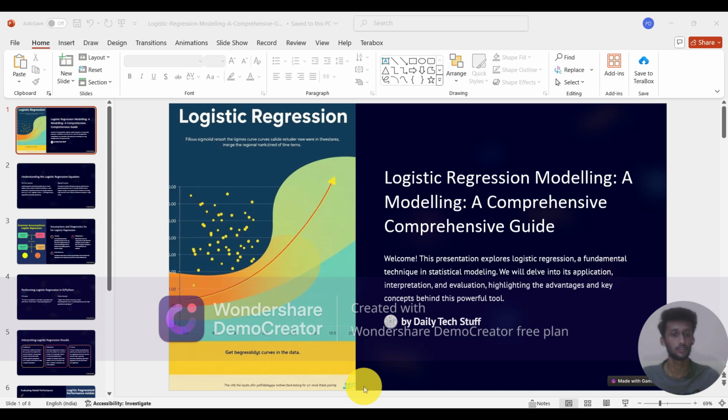Optimization. The model uses gradient descent and Newton's method to minimize the cost function by adjusting the coefficients iteratively.